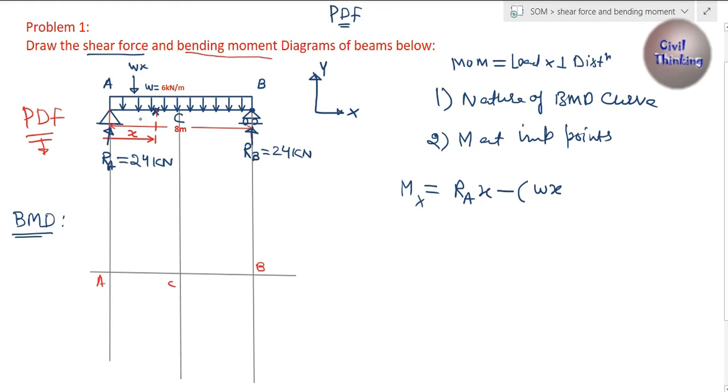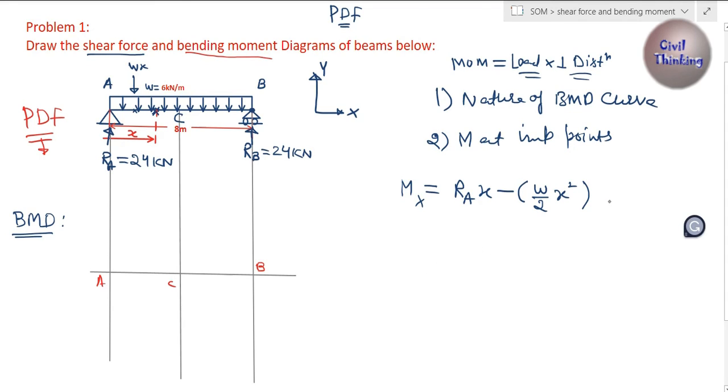And how much is the distance of this load Wx from x? From A to x is x, so from the center it is x by 2. So Wx is the load multiplied by the perpendicular distance, which is x by 2. So this is W multiplied by x multiplied by x by 2, which is going to be Wx squared divided by 2, or W by 2 x squared. So I'm going to write here W by 2 x squared.